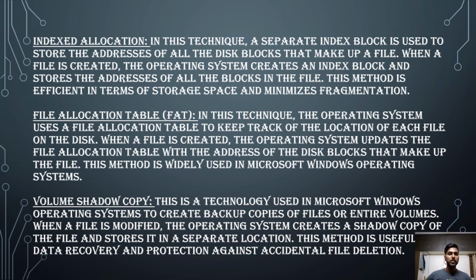The next one is volume shadow copy. This is a technology used in the Microsoft Windows operating system to create backup copies of a file. When a file is modified, the operating system creates a shadow copy of the file and stores it in a separate location. This method is used for data recovery and protection against accidental file deletion.